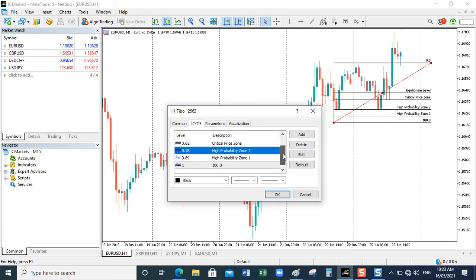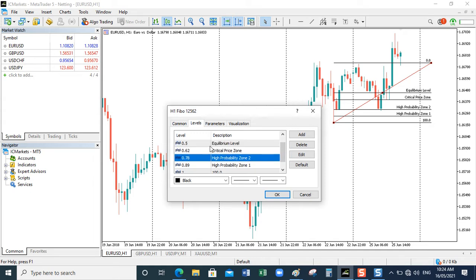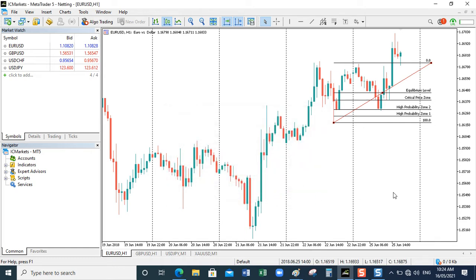So we have removed the rest that we don't need. Those are the ones we are going to focus upon. We focus upon these 4, but our high definition areas are 62, 78, and 89. Your 50 is just, so you click, see it. You can see that.